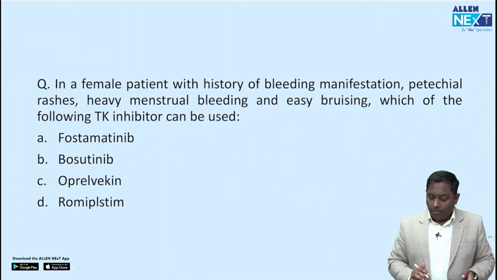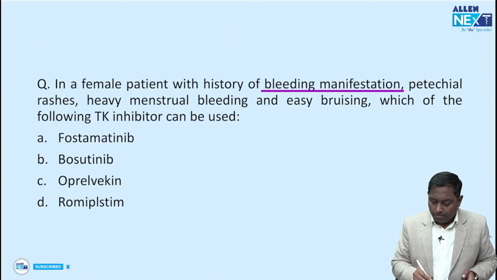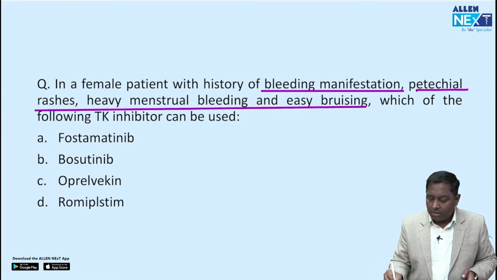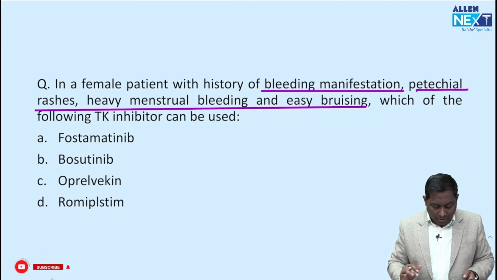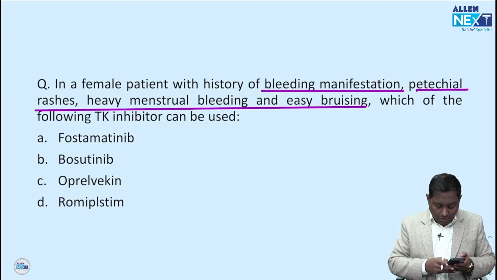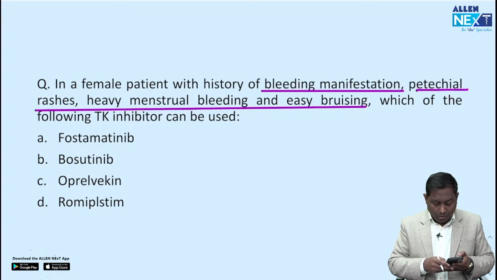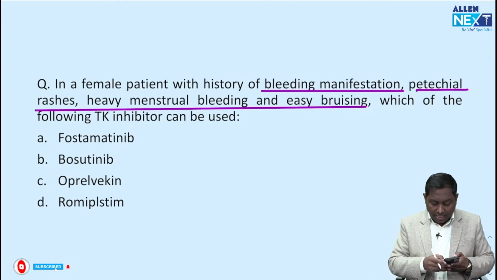Next question, in a female with a history of bleeding manifestation, okay, so there is a bleeding manifestation: petechial rashes, heavy menstrual bleeding and easy bruising. This was the language that many students have said. Now if you feel the language was a bit different or should be different, then please feel free to tell me. I am just checking your comments here also. Feel free to reply in the comment section. There is a live chat option that you can utilize to give your feedback here.